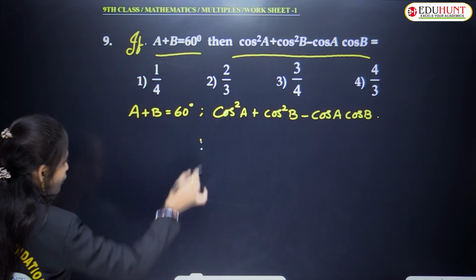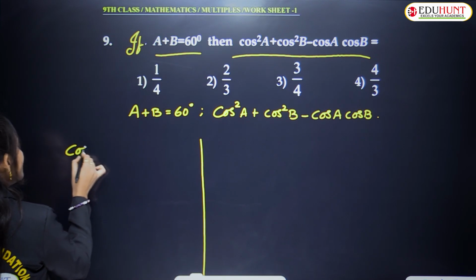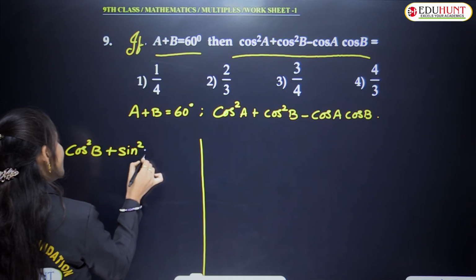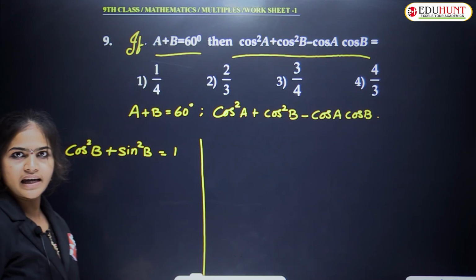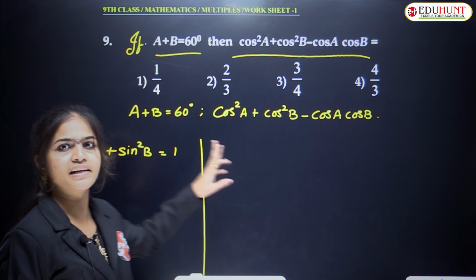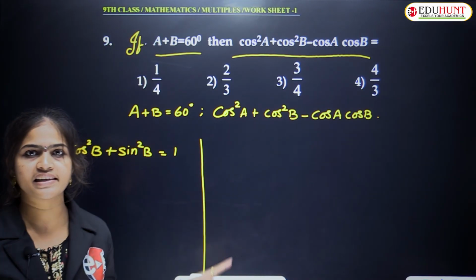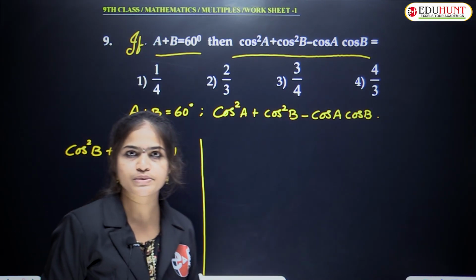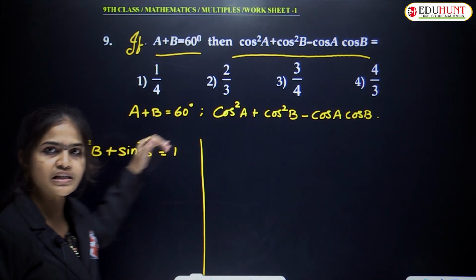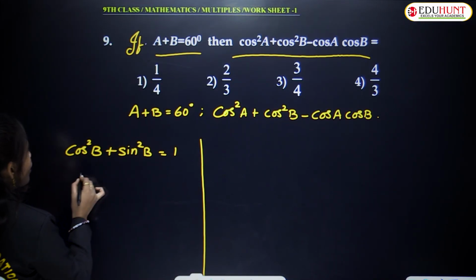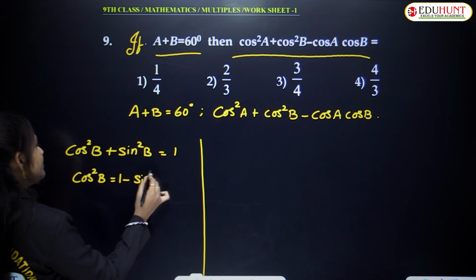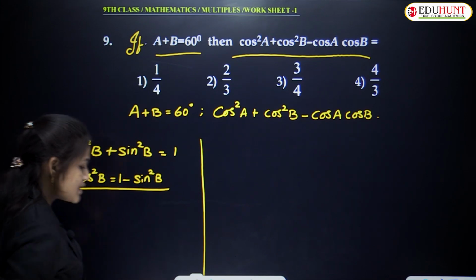So I want to write the formulas here. See that. For cos square b, I want to write it in terms of sine. So what is the relation between sine and cos? We have one of the first identities. What is that? Cos square theta plus sin square theta is equal to 1. So in place of theta here we have b, no? So that's why I am writing b. So cos square b is equal to 1 minus sin square b.